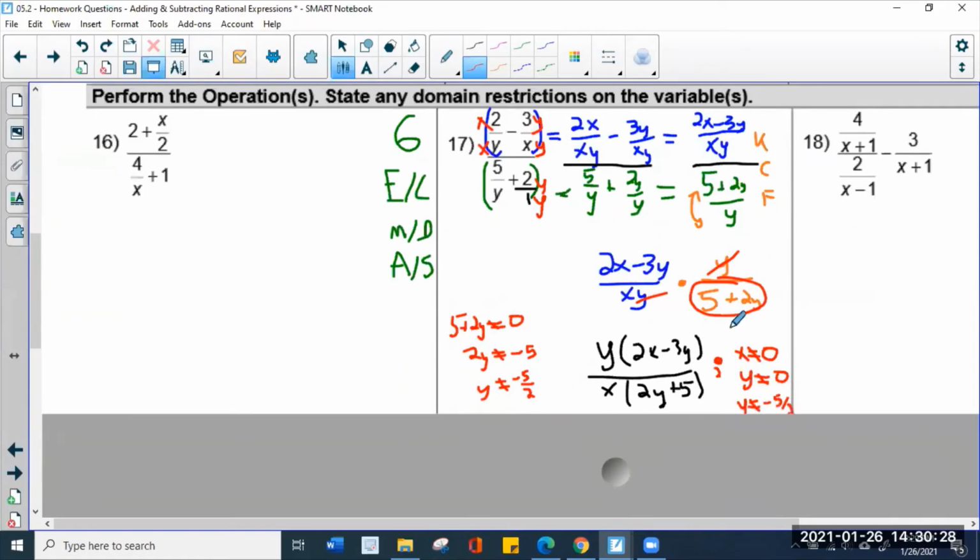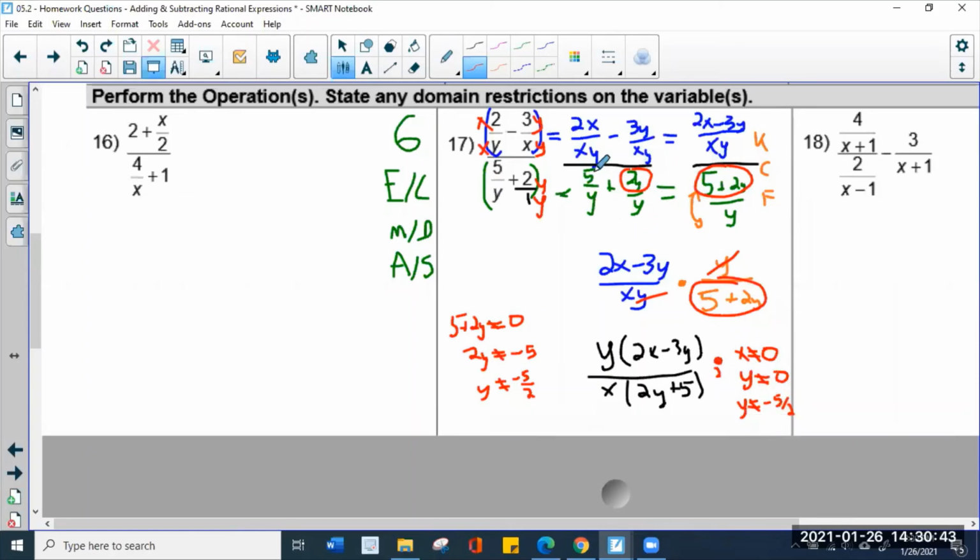And let's see if I have any other denominators. I have this as a denominator, but that's taken care of with the y not equal to 0. I have this, but that's taken care of with y can't be 5 halves. So it looks like I'm good. But you want to make sure when you finish the domain restrictions that they take care of all steps.